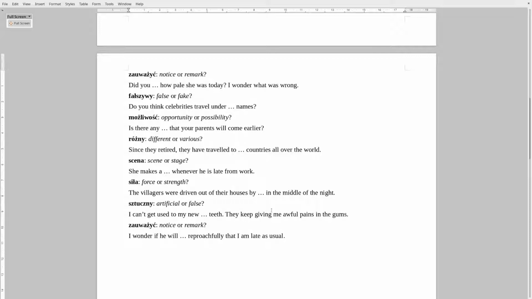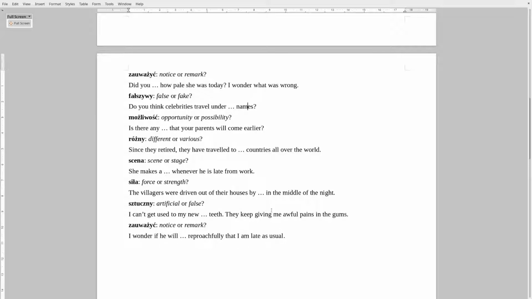Scena, scene or stage. She makes a scene whenever he's late from work. So of course this is an idiomatic expression, to make a scene. And we have a similar one in Polish. Robić scenę, robić sceny. So that's of course scene.